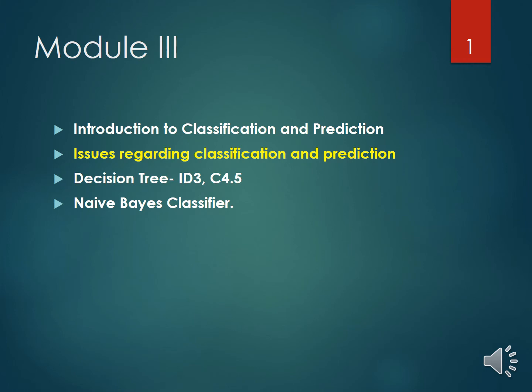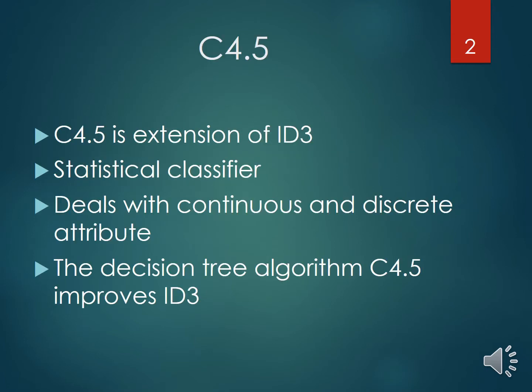Welcome to Engineering Assignments. Today we are going to study a decision tree algorithm that is C4.5. C4.5 is a decision tree algorithm and is also an extension of the ID3 algorithm. As it is used for classification, it's also called a statistical classifier. ID3 was a categorical decision tree algorithm, but C4.5 deals with continuous and discrete attributes.